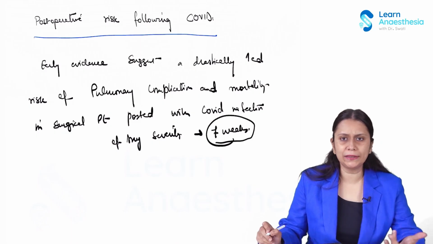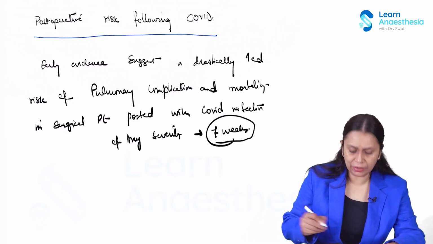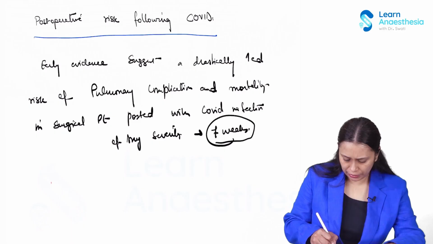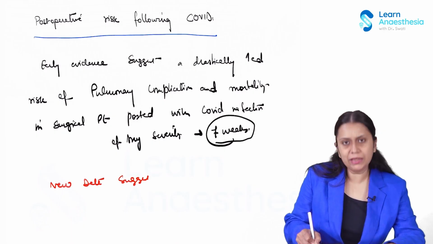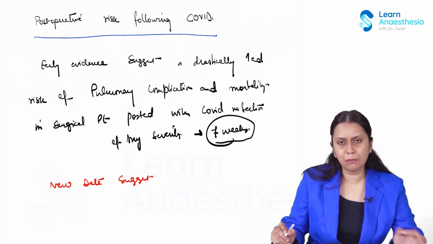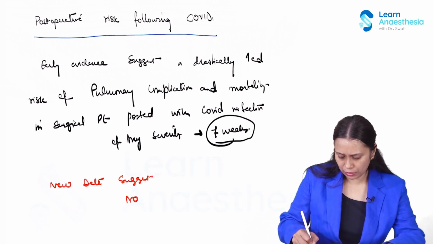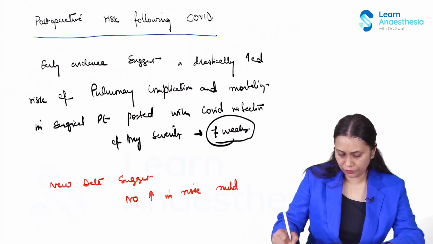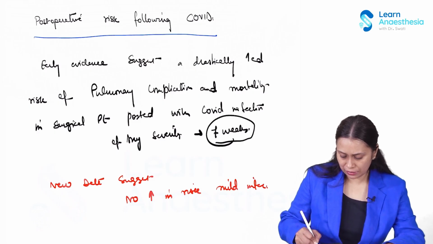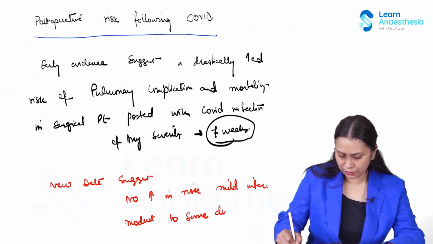So previously the guideline was something else, but now newer studies have found, the new data suggest no increase in risk with mild infection. So no increase in risk with mild infection, right? And if it is moderate to severe disease, then for 12 weeks the risk is increased.